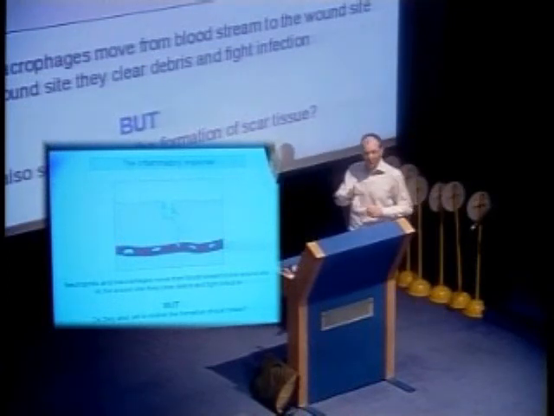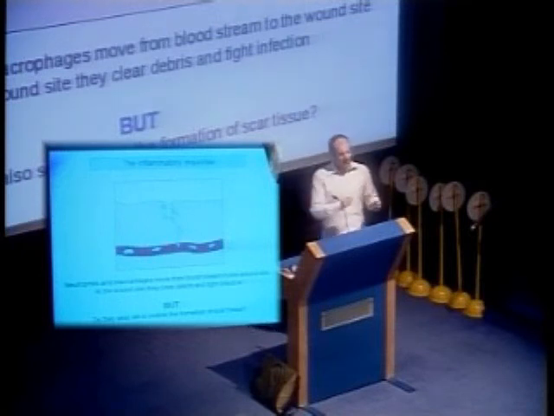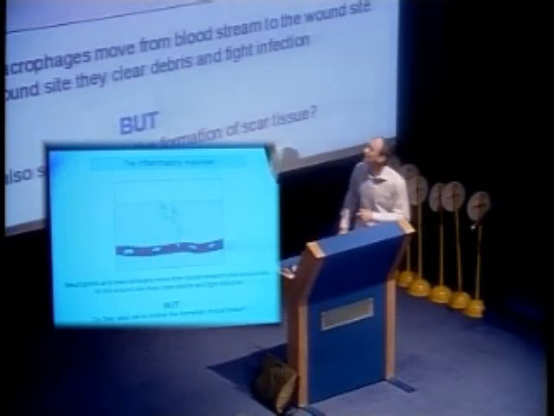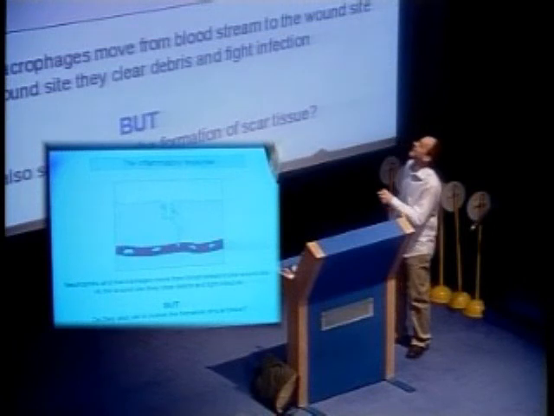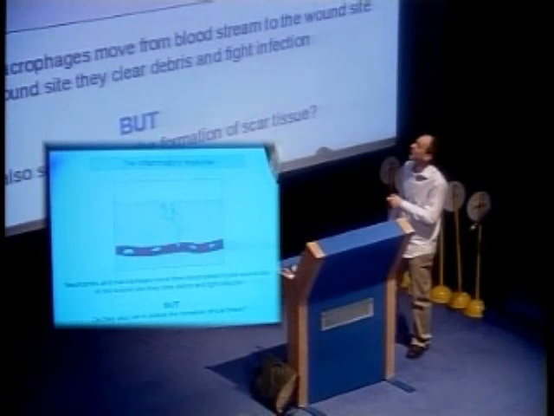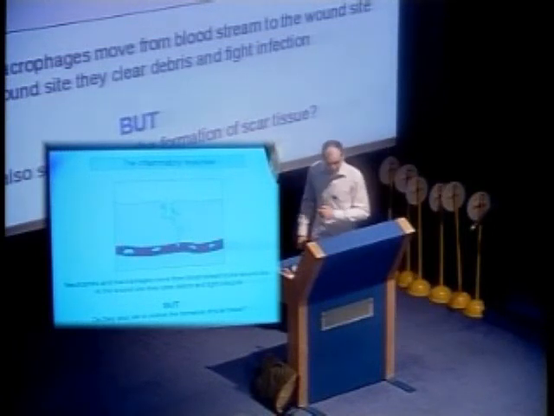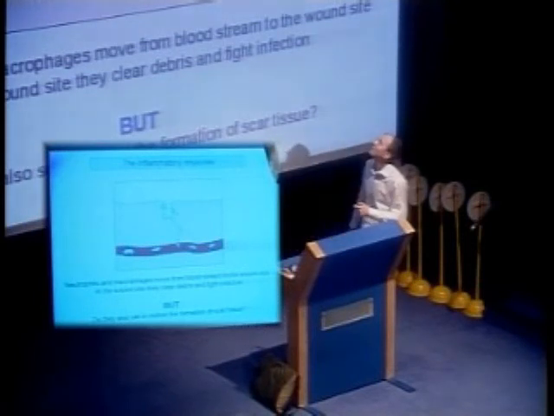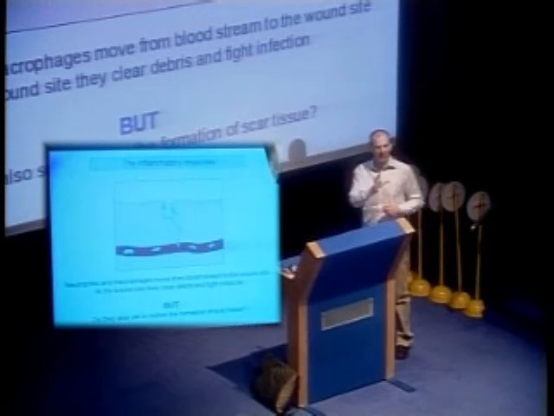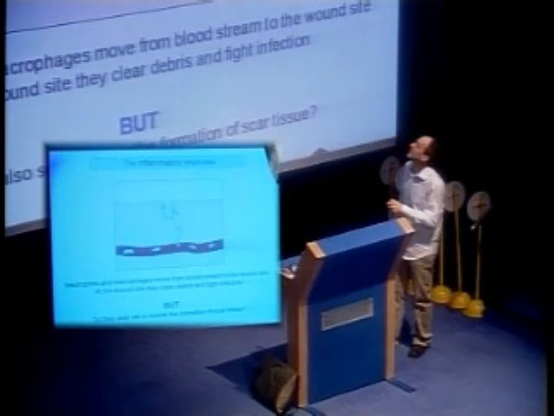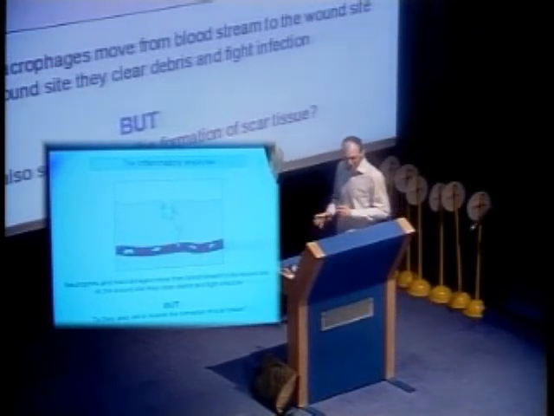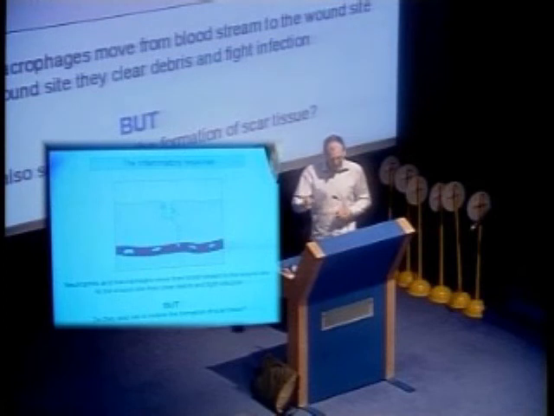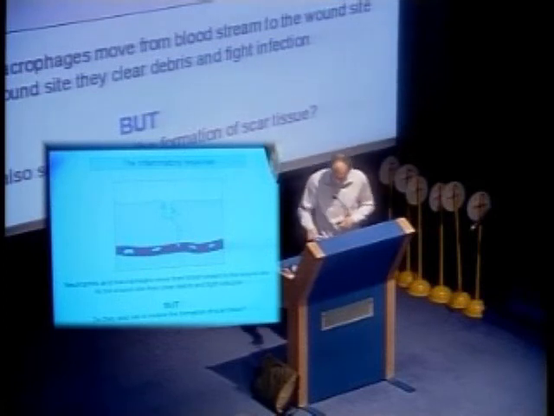So could we maybe find a way of preventing scarring by blocking the inflammatory response, blocking these cells going to the wound? The trouble at the moment is that we really don't know what attracts these cells to the wounds. We don't know what's making them leave the bloodstream and go to the wound. So we'd like to try and understand what it is that attracts these cells to the wound.